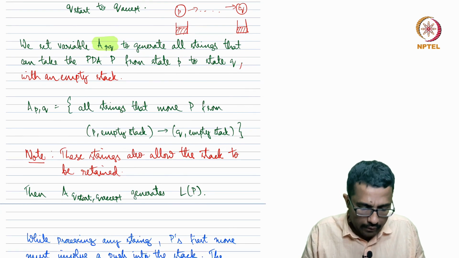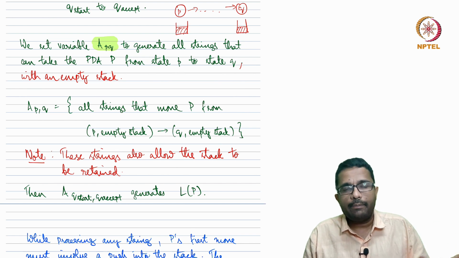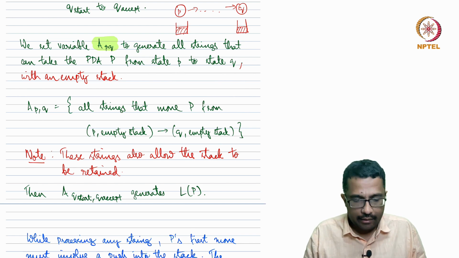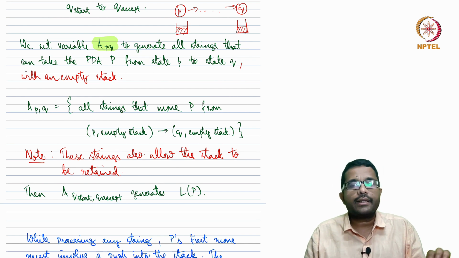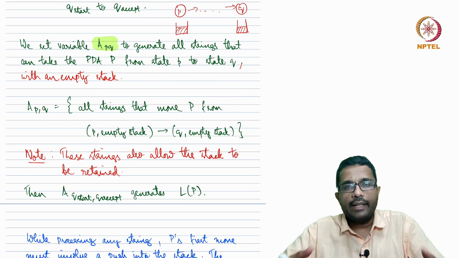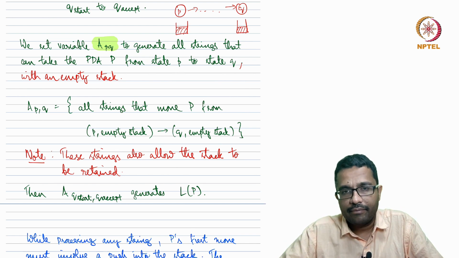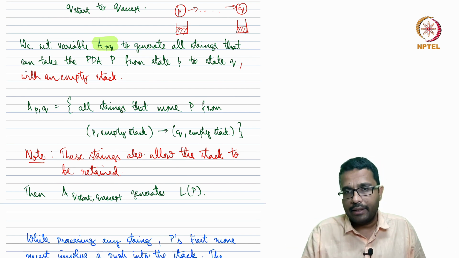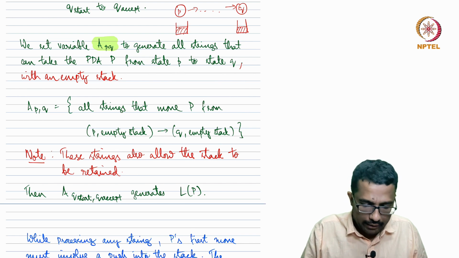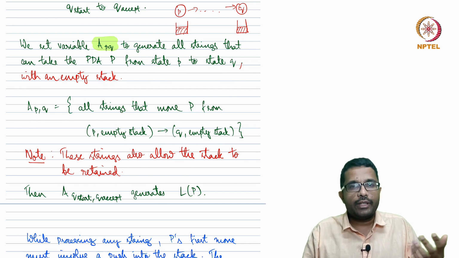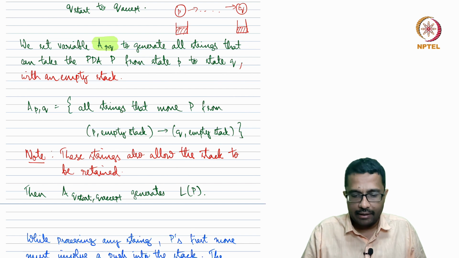So this is going to be for any state P and any state Q, including where P and Q are the same. So now consider the variable A subscript Q start and Q accept. What are the strings that take the PDA from Q start, the starting state, to the accepting state while retaining the stack, or while keeping the stack empty? This is exactly the set of strings that are accepted by the PDA, right? So that's what I have written here. A Q start comma Q accept basically should generate those strings that are accepted by the PDA, right?